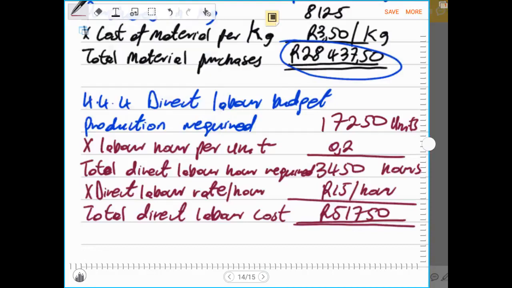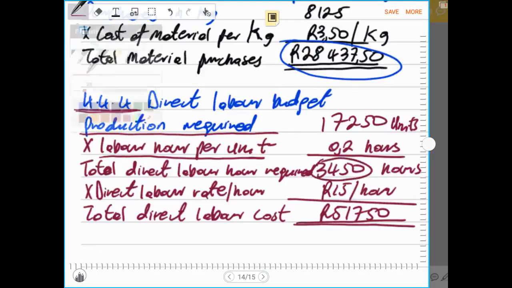Then that was requirement 4.4.4 that we have just answered. We have calculated our total labor cost. Remember, very importantly, you first have to know the production required, which is the number of units that are required for production. Then you multiply by the labor hours per unit, which is the number of hours it takes to complete one unit. Then we get the total hours of labor that are required to manufacture the 17,250 units.